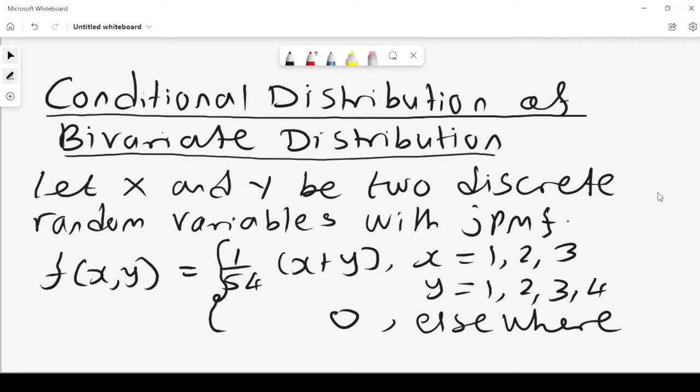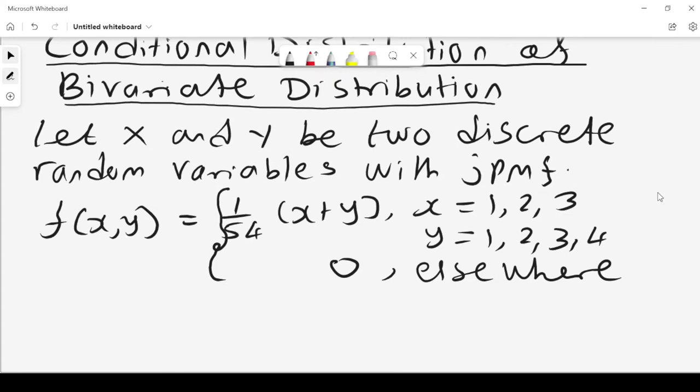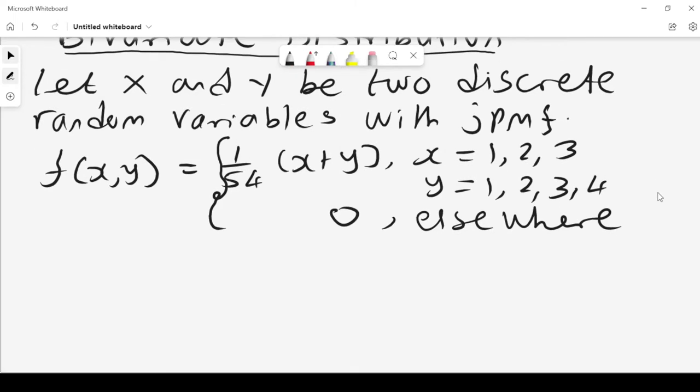Conditional distribution of bivariate distribution. We have x and y, which are two discrete random variables with a joint probability mass function given by f of xy is equal to 1 over 54 (x plus y), where x is 1, 2, 3 and y is 1, 2, 3, and 4, and 0 elsewhere. So we want to find a number of things from this.